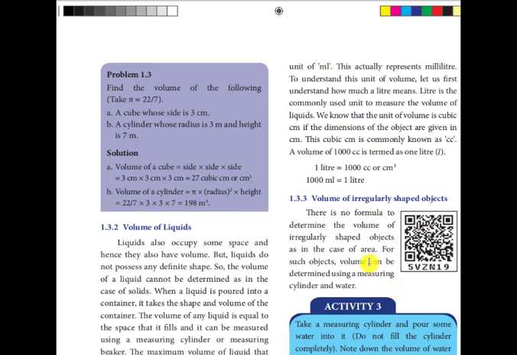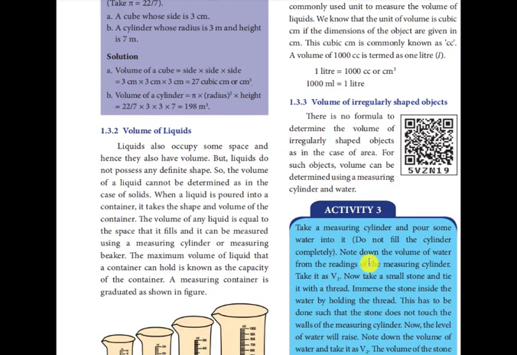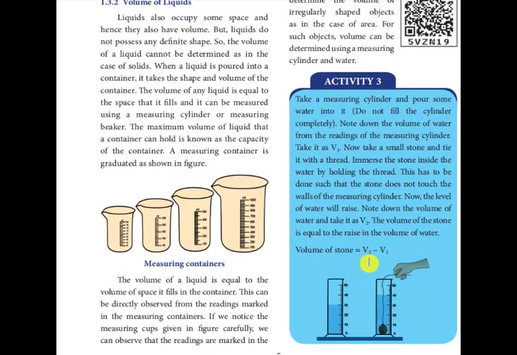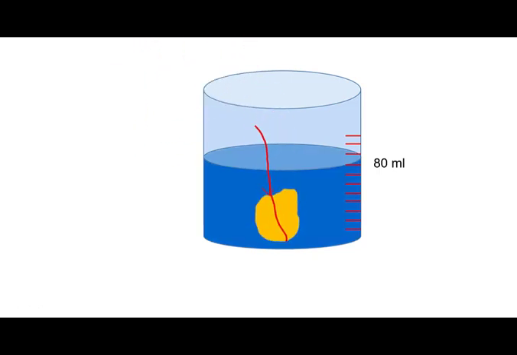Then coming to the next part, volume of irregularly shaped objects. There is no formula to find the volume of irregularly shaped objects. For this we have a particular activity. Observe this activity. You take a measuring jar and pour liquid to some extent, as in this picture. Now take a stone, tie the stone with a thread, then immerse the stone in the liquid.